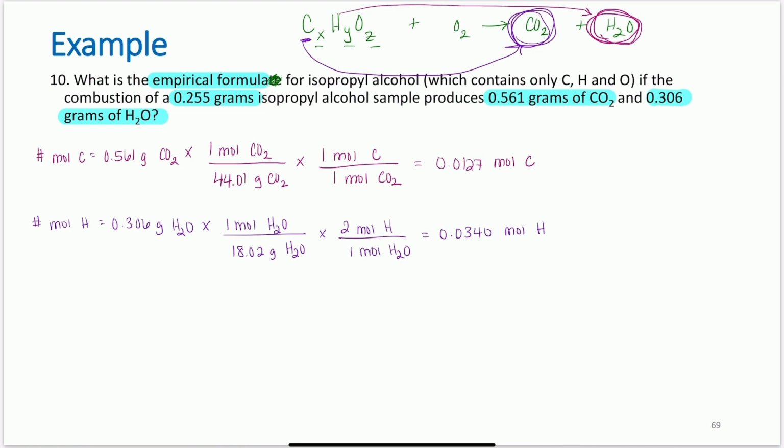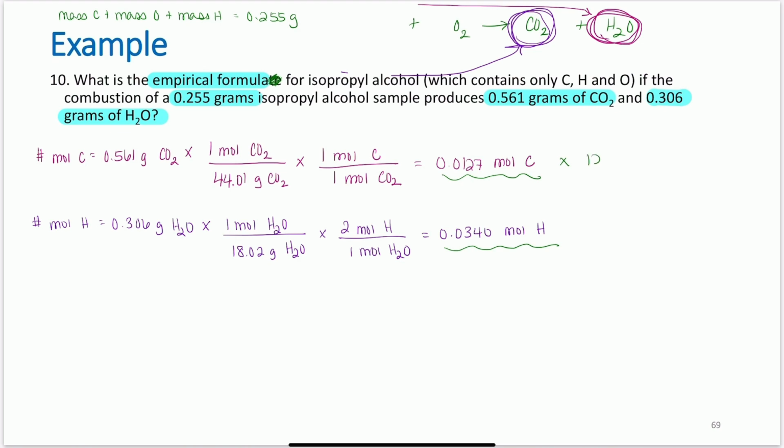Now, for combustion, the trick is remembering that the mass of the entire sample is due to the mass of carbon plus the mass of oxygen plus the mass of hydrogen. And I know my entire sample weighed 0.255 grams. I have the moles of carbon and the moles of hydrogen. I can find the mass of carbon and hydrogen from this information and use that to find the mass of oxygen in the original sample.